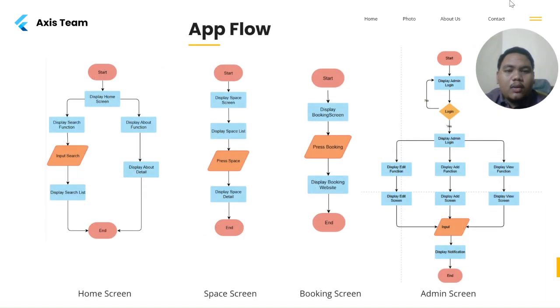Next, I will present our app flow. There are 4 screens. First is the home page. Second is the space screen. Third is the booking screen. And last, the admin screen. Bila user masuk dekat home, akan ada function search dan detail. Bila search, dia akan keluar list of search tempat. Untuk screen space, dia akan paparkan semua space yang available. Untuk booking, user boleh guna untuk booking, dan untuk admin ada 3 function utama iaitu delete, edit dan update.